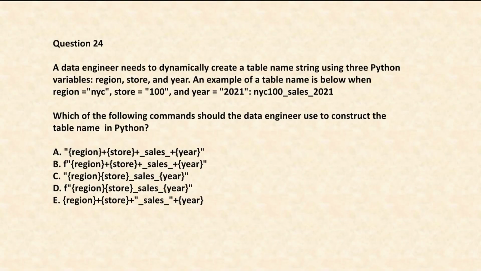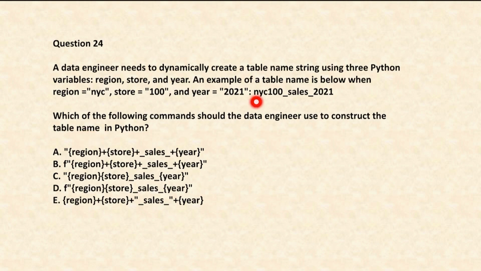A data engineer needs to dynamically create a table name using a string with three Python variables: region, store, and year. An example of a table name is below. When region is NYC, store is 100, and year is 2021, you have to create a table with this syntax. Which of the following commands should the data engineer use to construct the table name in Python?